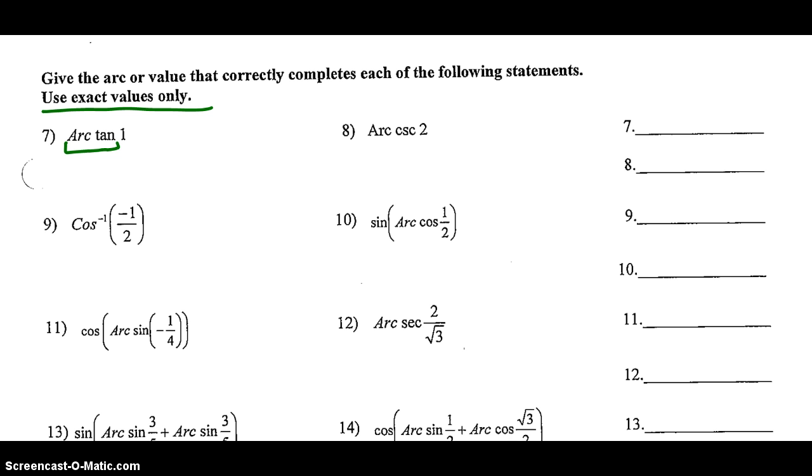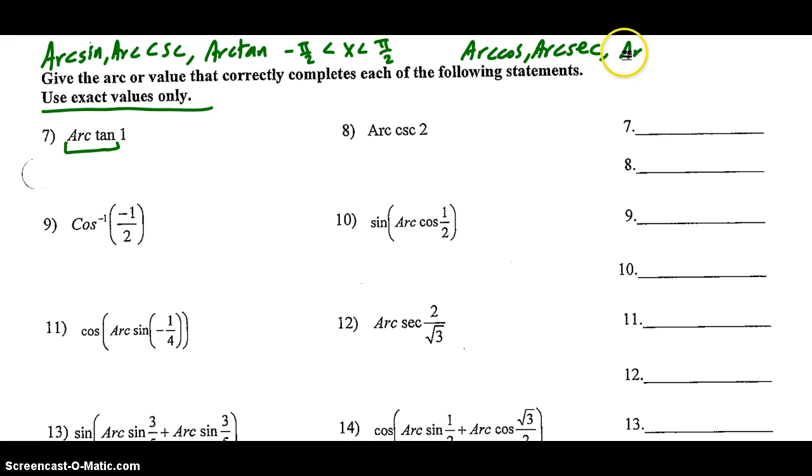It's between certain values. You'll remember, hopefully, that arc cosecant, then, because sine and cosecant go together, and arctangent go between negative pi over 2 and pi over 2. Okay, so your answer is between those. And then, the others, arc cosine, arc secant, and arc cotangent, are all between 0 and pi. Very, very important that we make sure that we know the difference between those.